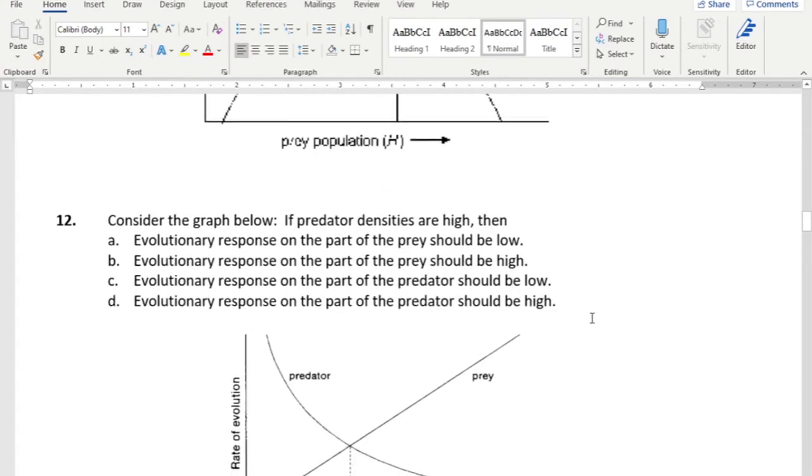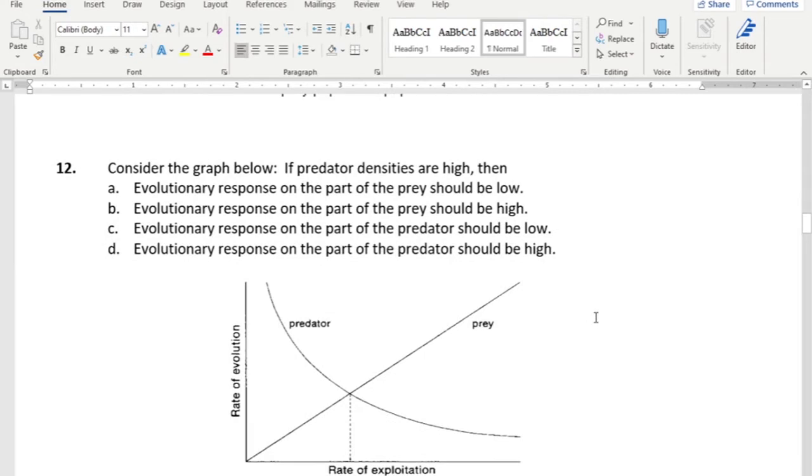All right. Question number 12. Consider the graph below. If predator densities are high, then A, the evolutionary response on the part of the prey should be low. Okay, let's see what's going on here. On the x-axis, rate of exploitation, so the relative effectiveness of the predator and prey adaptations. And this is rate of evolution.